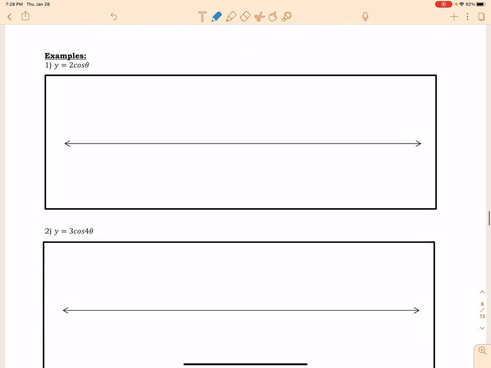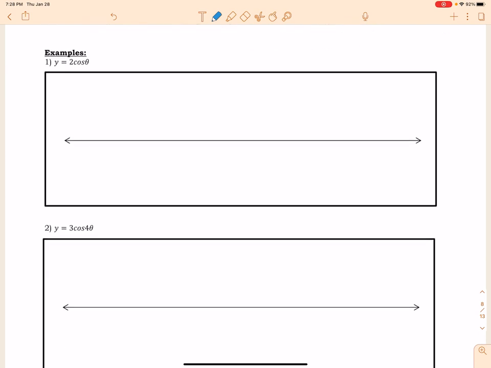Okay, so looking at this first example, just reading the equation from left to right, we start off with 2 cosine theta. So the 2 tells me that the amplitude is equal to 2. And since there's an understood 1 between cosine and theta, that means that the period is going to be the same as the parent function for cosine, which in this case would be 360 degrees since we have theta.